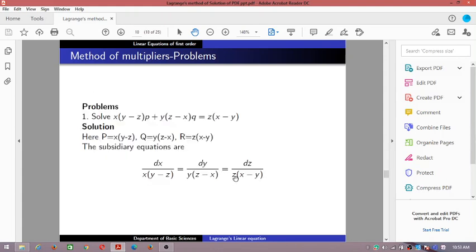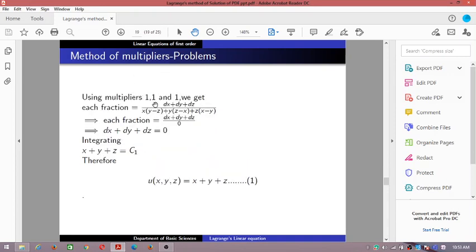Now, here if we take the first two ratios, then there is a term of z in both the terms and it is impossible to eliminate z from both. Therefore, here the method of grouping will not work. That's why we are thinking about an alternative, that is the method of multipliers. If we choose the constants 1, 1, 1 as L, M and N, we get the term Lp plus Mq plus Nr.